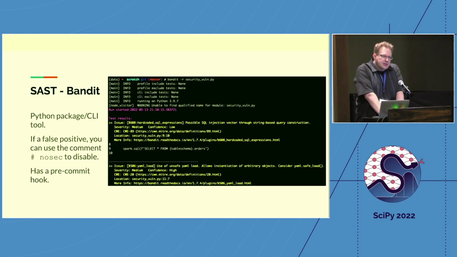Probably the most common SAST tool in Python is a tool called Bandit, another pip install. I realize the code's a little small and unreadable, but I passed some code into Bandit, and it found a couple errors. It found a potential SQL injection attack, and it found YAML using YAML load, which can execute arbitrary code and can also be vulnerable to YAML bombs.